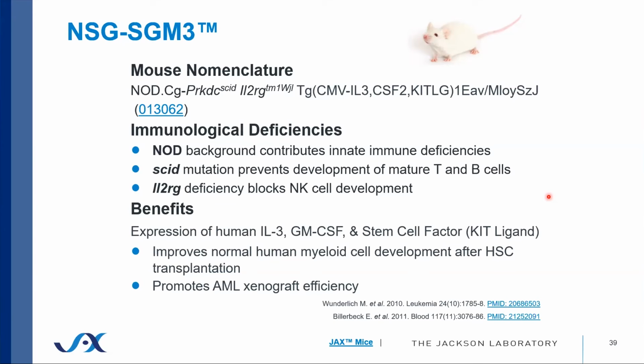I'll also add that even if you're studying other cancers where myeloid-derived cells are important in defining the tumor microenvironment or the general disease phenotype, we often talk about myeloid-derived suppressor cells, for example. The NSG SGM3 strain could also be worth a look to you, even if you're looking at non-leukemia cancers.